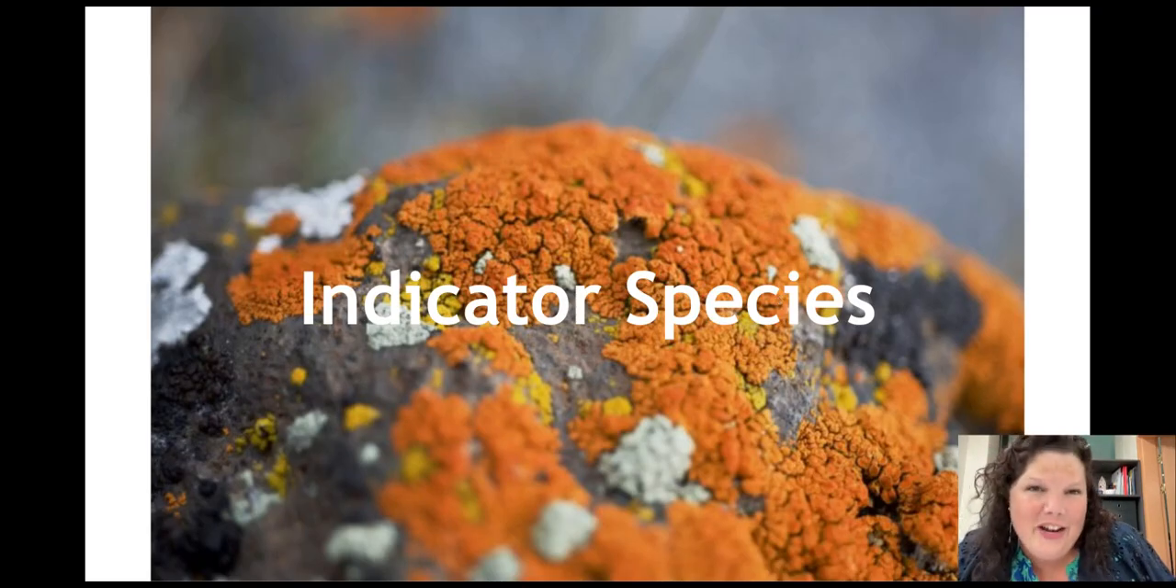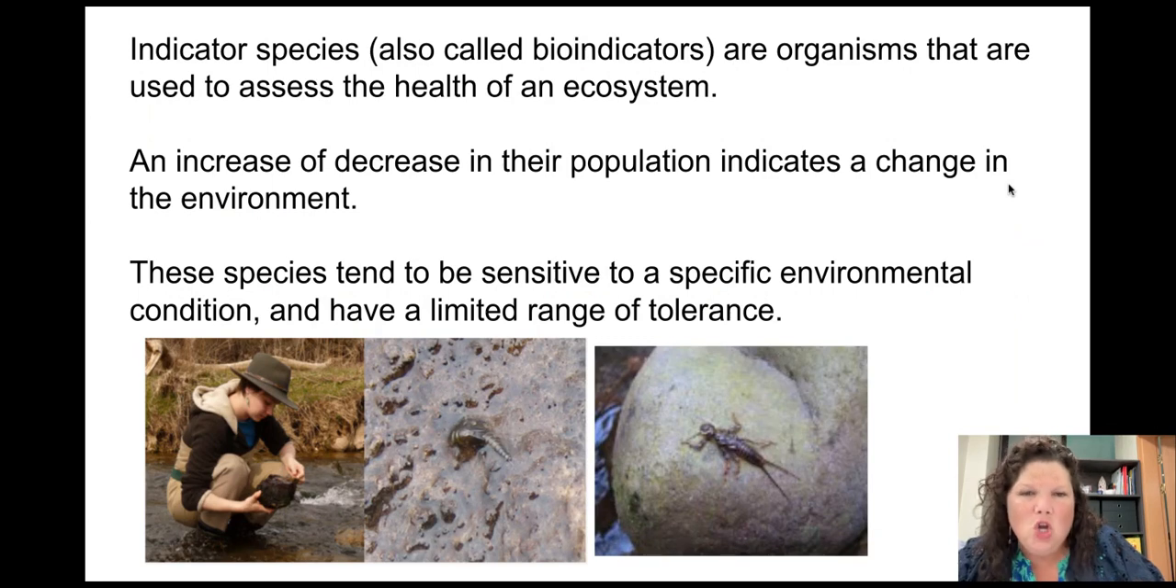We are talking about indicator species, more very important parts of our ecosystems. Let's go. These indicator species can also be called bioindicators, but they are super important to those of us who are trying to understand the state of an ecosystem or the health of an ecosystem. Their increase or decrease in population indicates a change that has happened, whether it's the availability of food, the condition of the environment, or so on.